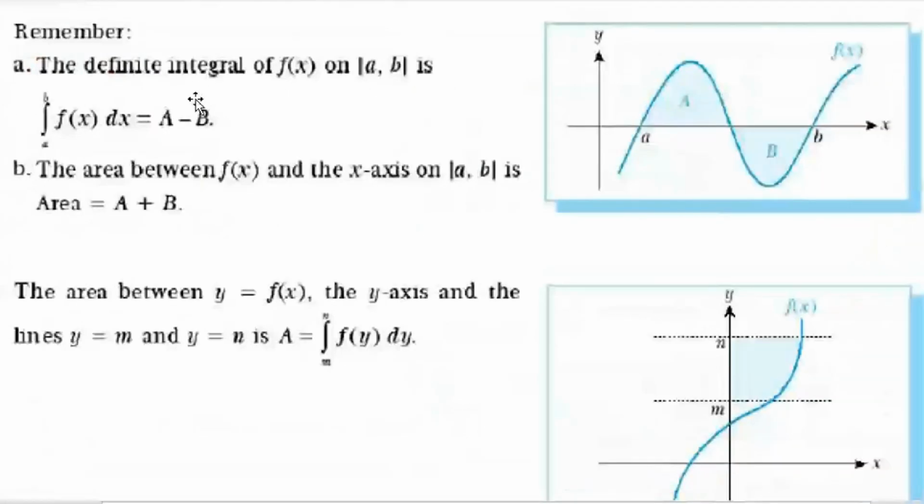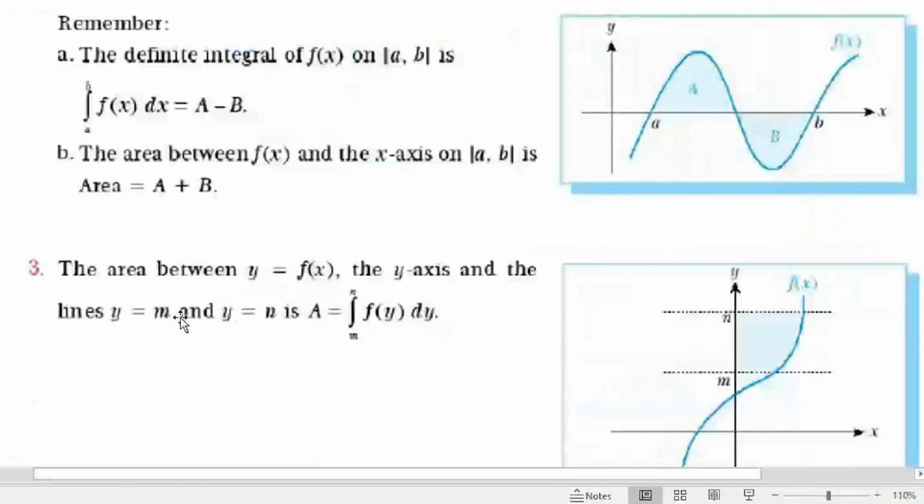We have to remember that the definite integral of f of x on the closed interval [a, b], the integral of f of x dx evaluated from a to b, is equal to A minus B. So this is now the illustration for letter A. And letter B here, we have the area between f of x and the x-axis on the closed interval [a, b]. So the area now will be equal to A plus B.